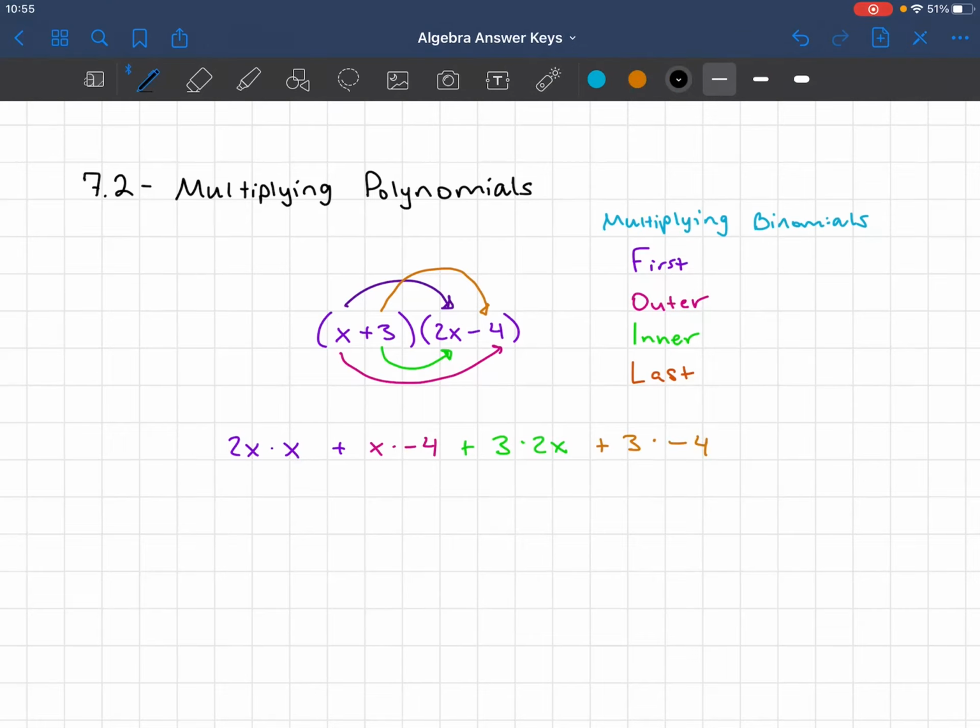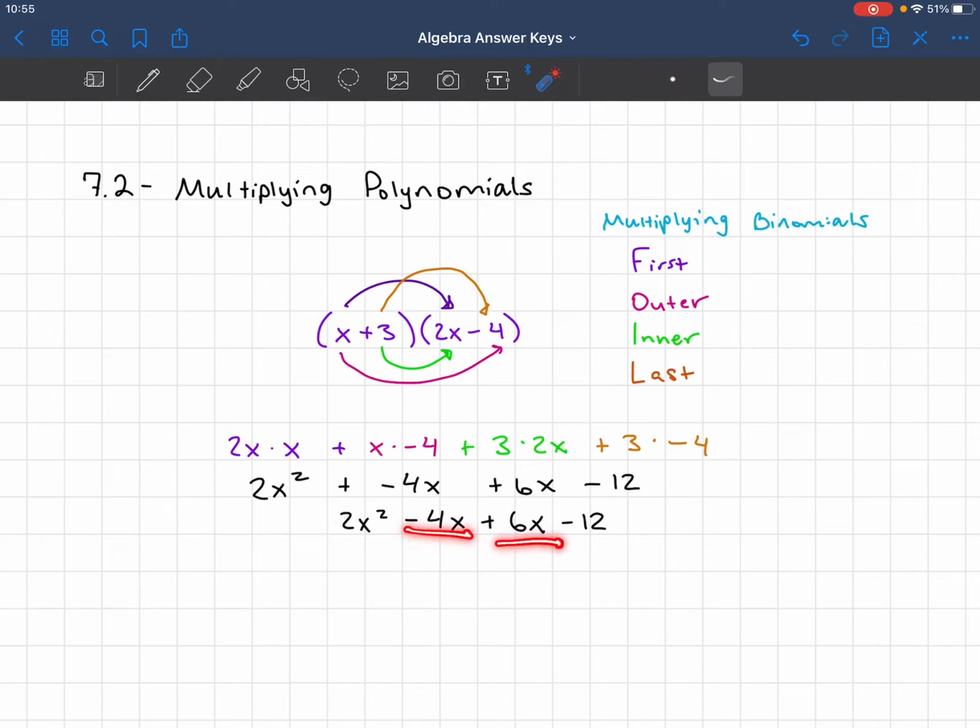So when we simplify that, we have 2 times x, which becomes 2x squared. We simplify negative 4 times x. And from there, we see that we can combine like terms. Negative 4x and 6x can be combined. So when we rewrite this in its final form, we'll have 2x squared plus 2x minus 12.